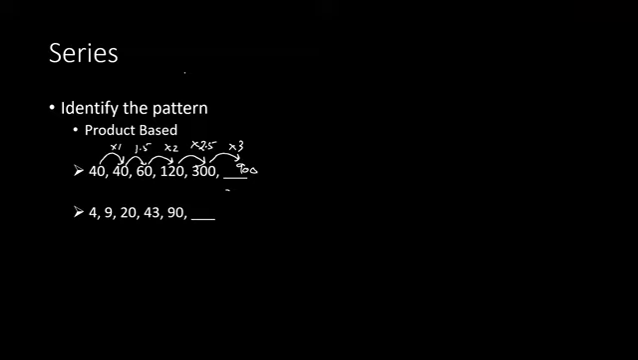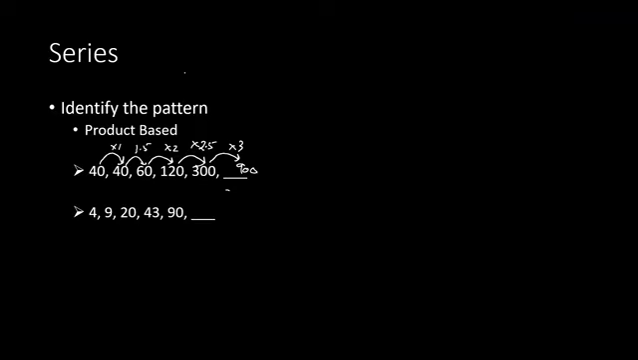Multiplication based series. Look at this series and tell me the answer, please. 4, 9, 20, 43, 90. Just to give you a hint, there is a multiplication part here as well. And also there is an addition part. So this series is a mix of both of them. Any answers? 185. 185, okay. And what are we doing? Into 2 plus 1, into 2 plus 2, into 2 plus 3.